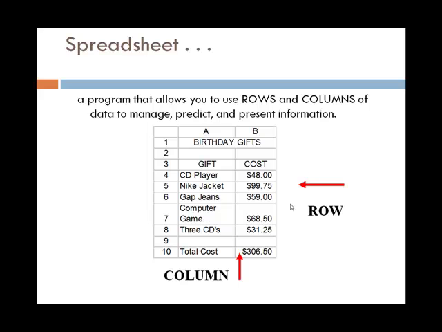A traditional spreadsheet is made up of rows and columns. You'll notice here that we have the letter A, and then over here the letter 1. Columns are indicated by a letter, rows are indicated by a number.